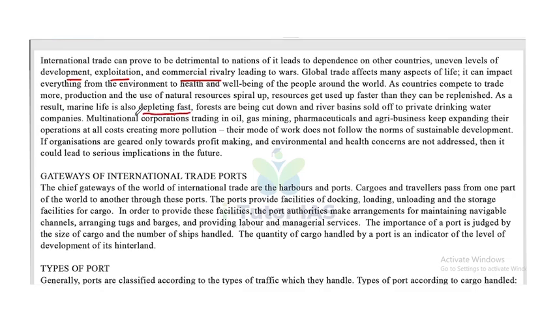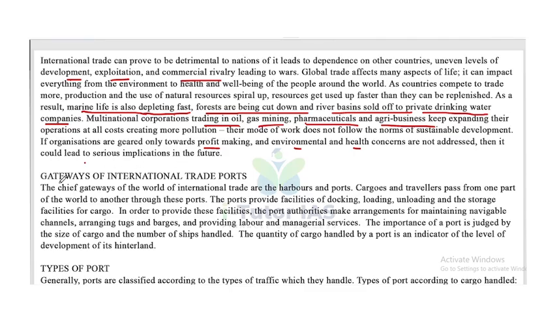Also, forests are being cut down and the river basins sold off to private drinking water companies. Multinational corporations trading in oil, gas, mining, pharmaceuticals, and agribusiness keep expanding their operations at all costs, creating more pollution. Their mode of work does not follow the norms of sustainable development. If organizations are geared only towards profit making and environmental and health concerns are not addressed, then it could lead to serious implications in the future.